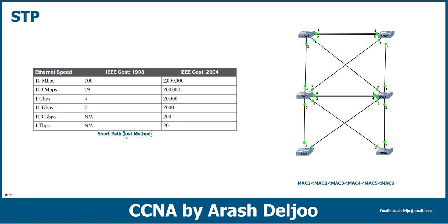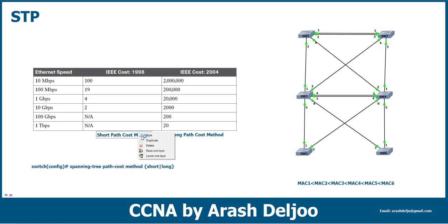And here on the right side you can see the long path cost method. We can use both of them. For example, in networks where we don't have any interface with more bandwidth than 10 gigabit per second, we don't need to use this type of cost. But if you want, you can change the type of cost that you are using in your scenario. The command is spanning-tree pathcost method, then short or long. But also here we have some default values.